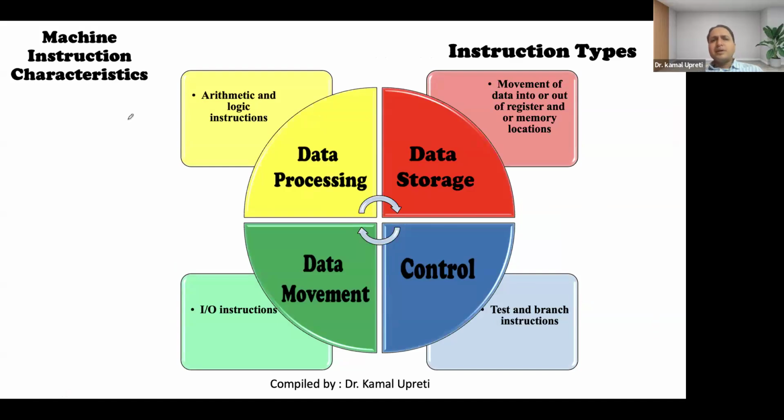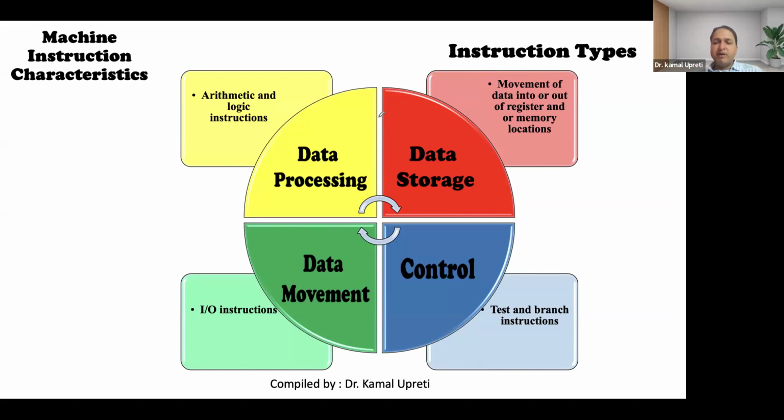Next I am taking care of machine instruction characteristics, because we have a lot of instructions, but there are 4 categories of instruction type: arithmetic and logical, input output instructions, and test and branch instructions. These are the 4 divisions, but we need to take care which instruction we need to process. Just take an example: we have arithmetic and logic.